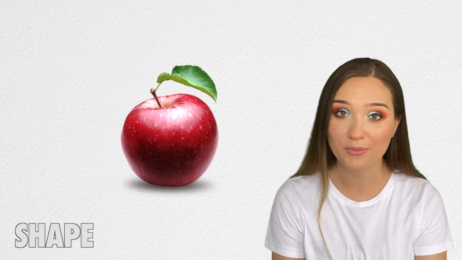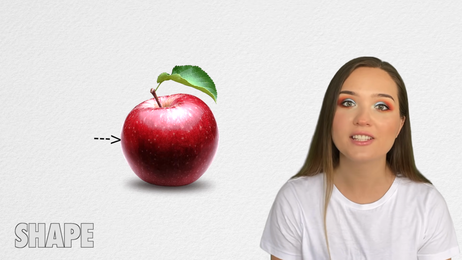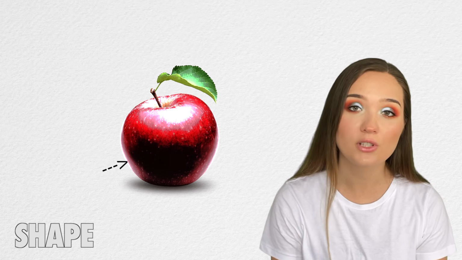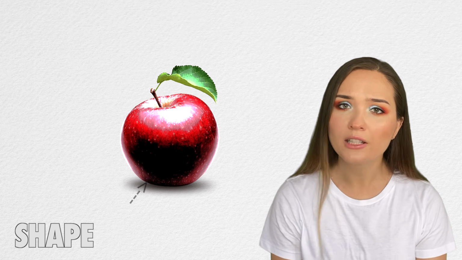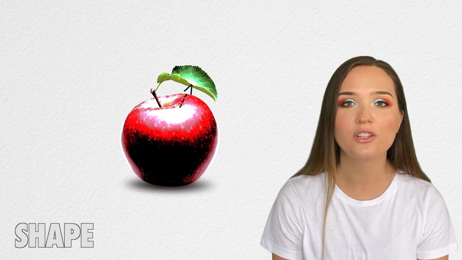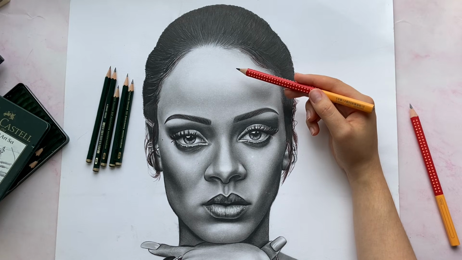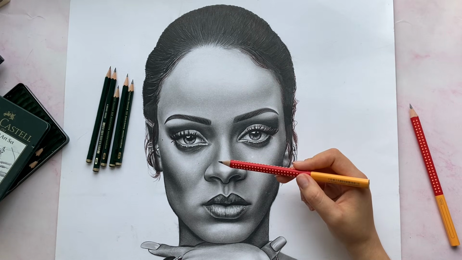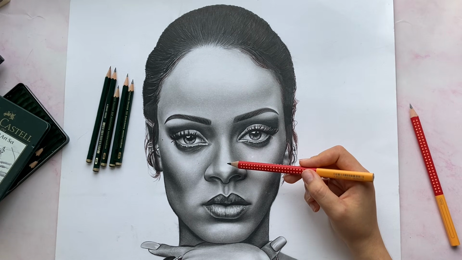The first element you need to know about is shape. Shape is what defines the outlines of any object of the drawing. But not only that, it's also the outlines of any shape within the drawing itself. For example, the outline of the head and the nose is 2 different shapes within the same drawing.